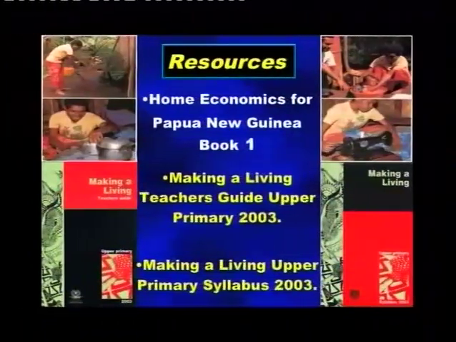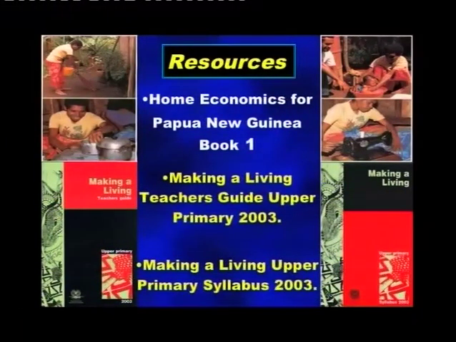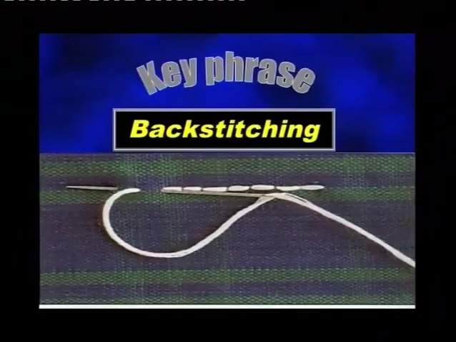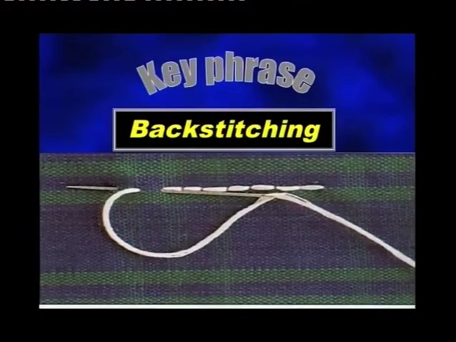Now with the resources, we still have the same resources. We are still using the Home Economics Book 1, the Making a Living Teacher's Guide and the syllabus. Our key phrase is still on backstitching.